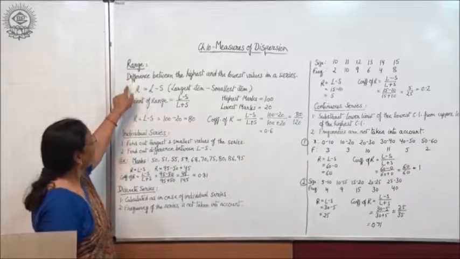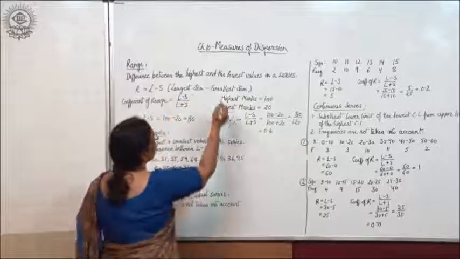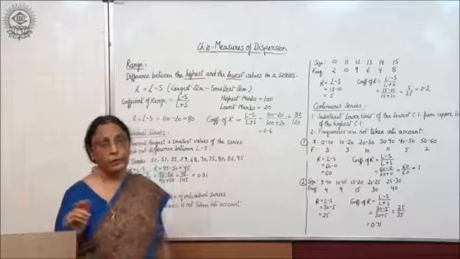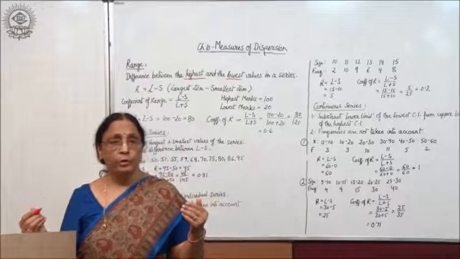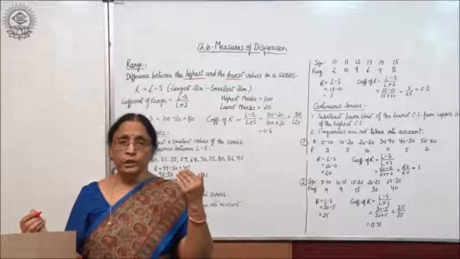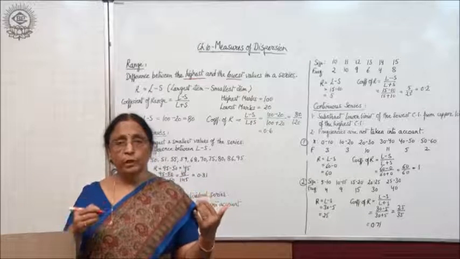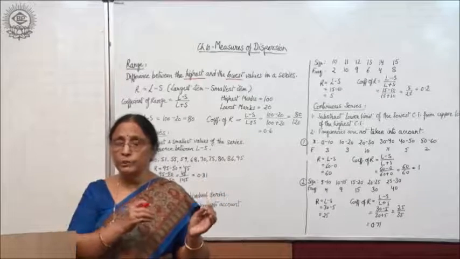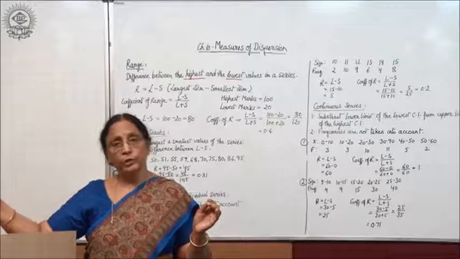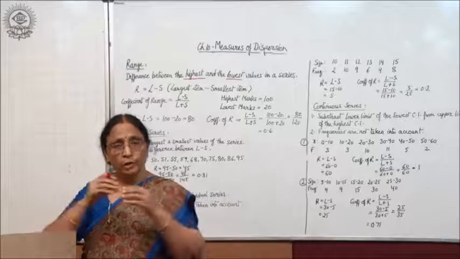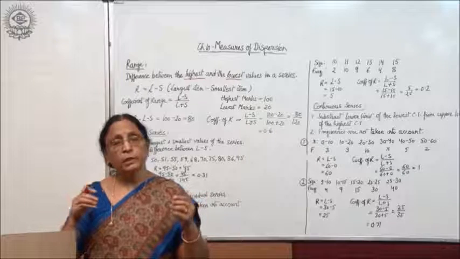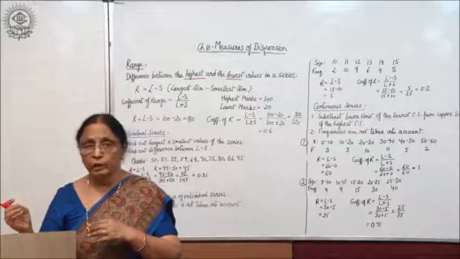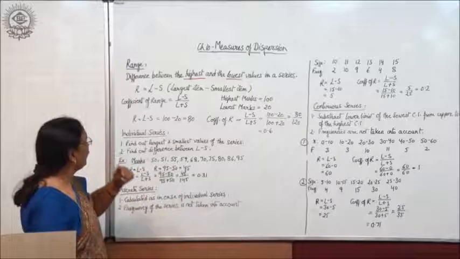What is range? Difference between the highest and lowest value in the series. These are two things, highest and lowest values in a series. Whenever the series is given to you, you have to find out what is the highest value and what is the lowest value, and then on this basis you can say that this is the range. It is ranging from this value, the lowest one, to this value, the highest one. So, as the term says, range means how it is ranging from lowest to highest value. And what is the range, that you have to find out.